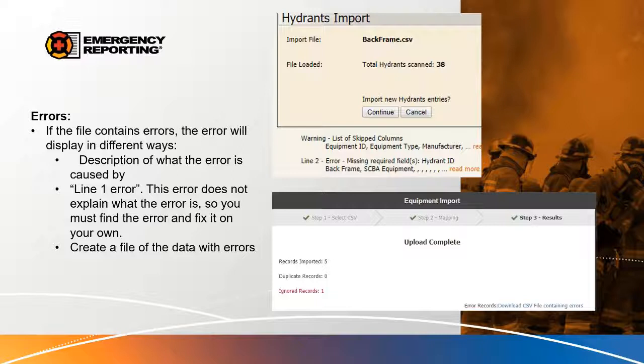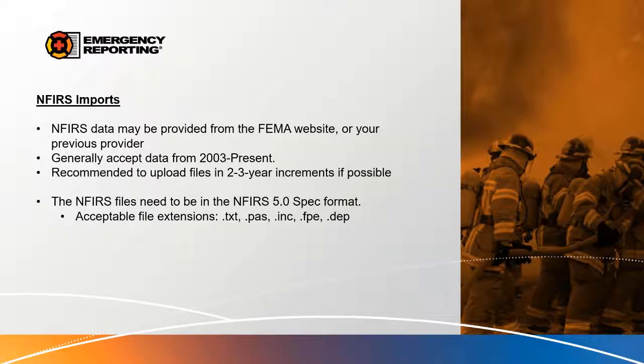Okay, moving on. So another big item that we do import, mainly for new customers, is NEMSIS data. NEMSIS data can come from your previous software, or it can come from the FEMA website. If you do get your data from your previous provider, that's something that you would need to do and then send it to us.